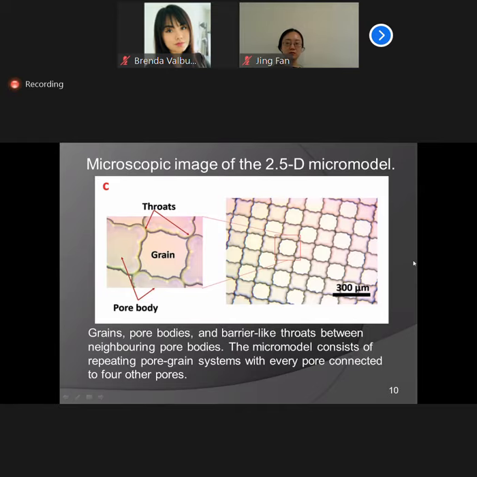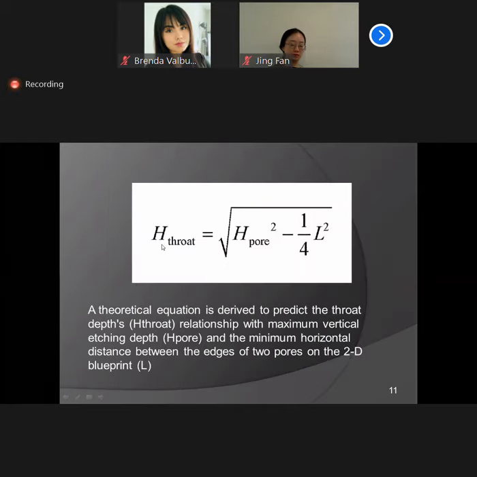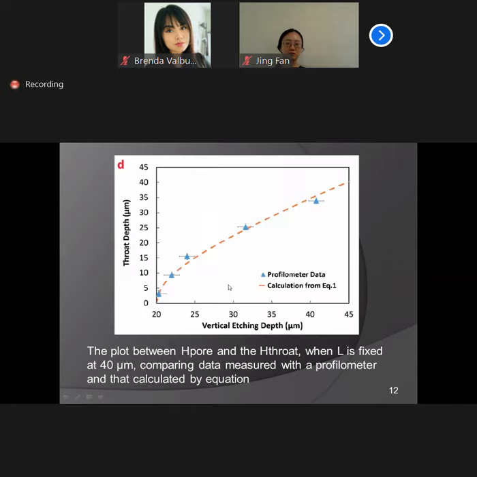And next, this is the formula for the depth of the flow and the depth of the hole and the pore. When we plug in this formula, the blue triangles are the actual data, and the dashed line is the formula. So it's a very small mistake.